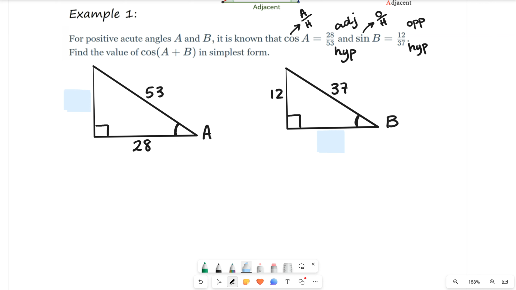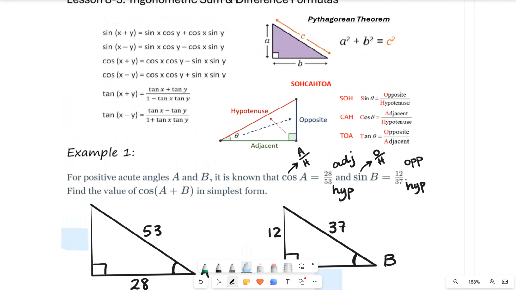So let's find what those missing measurements are. We are going to resort to using the Pythagorean theorem that says that the leg squared plus the leg squared will always give us the length of our hypotenuse squared, okay?